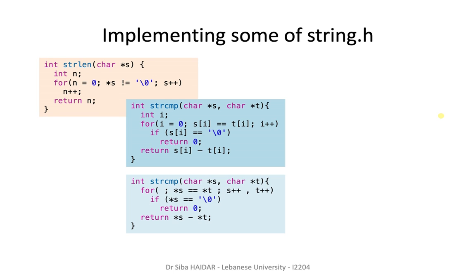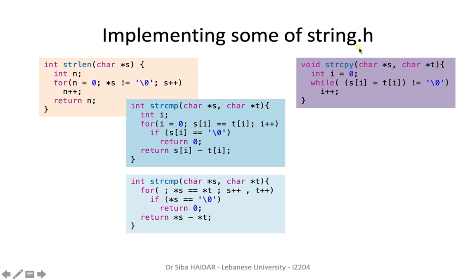Let us check finally the nice function strcpy, which is a very short and very effective function. It takes two pointers to characters and it returns void. What it does, it copies the content of t into s. How? We initialize the index to 0, and while s of I equals t of I different than \0. Notice here what are we doing?